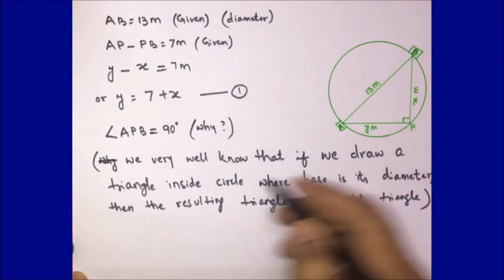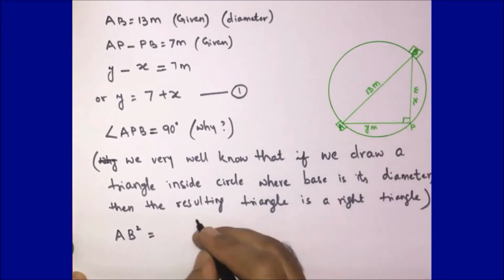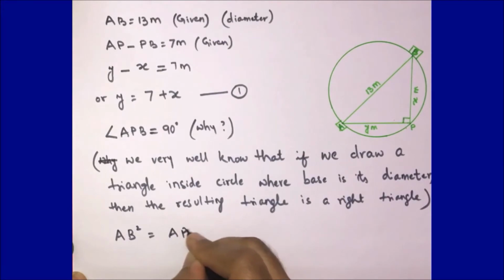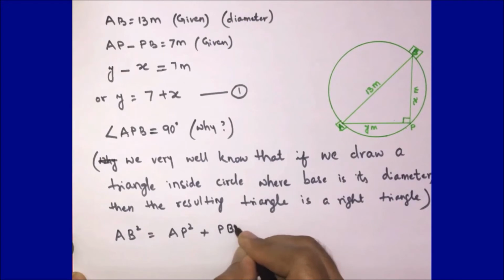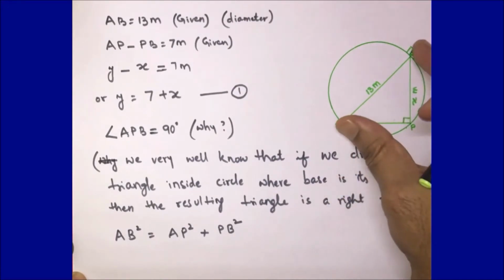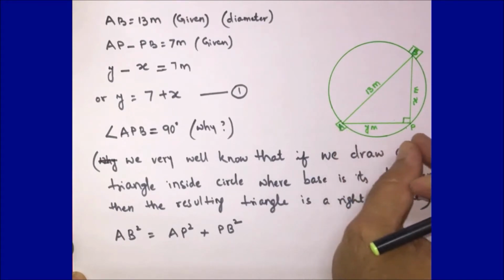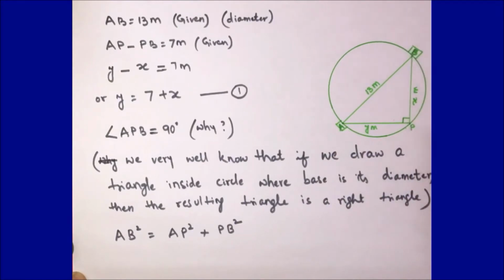Here AB is the hypotenuse, so I can write AB square is equal to AP square plus PB square. This is what is known as the Pythagoras theorem. Square of the hypotenuse is equal to the sum of squares of the other two sides, the square of the base as well as the square of the height, or whatever it may be. So AB square is equal to AP square plus PB square.